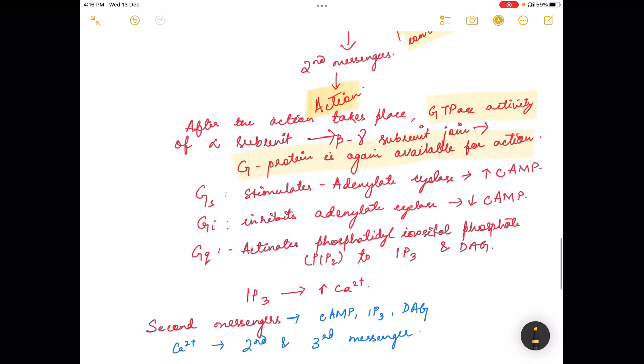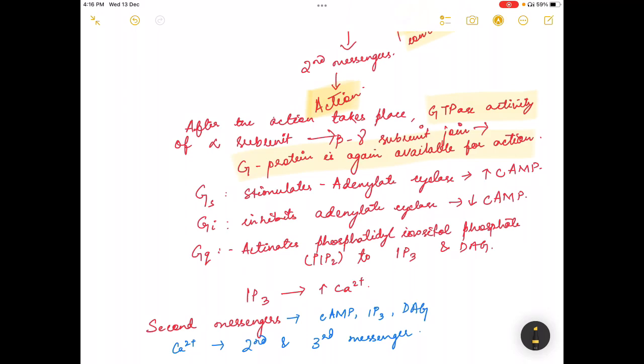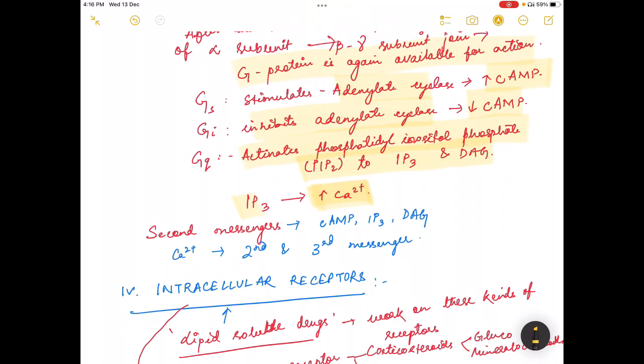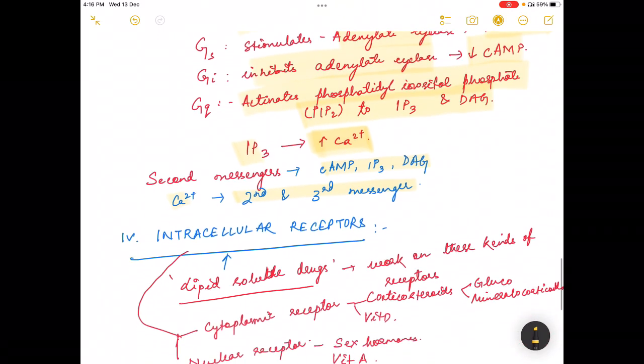G protein coupled receptors are of three categories: GS, GI and GQ. When coupled to GS, it stimulates adenylate cyclase and there is an increase in cyclic AMP. GI inhibits adenylate cyclase and there is a decrease in cAMP. And GQ activates phosphatidyl inositol phosphate to IP3 and DAG. Now this IP3 causes an increase in calcium. So what are the second messengers? The second messengers are cyclic AMP, IP3 and DAG. And calcium is the second as well as the third messenger.